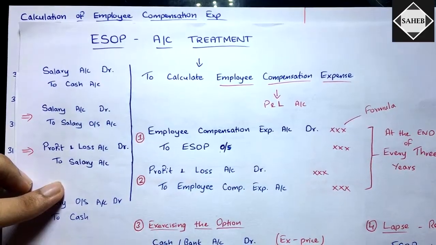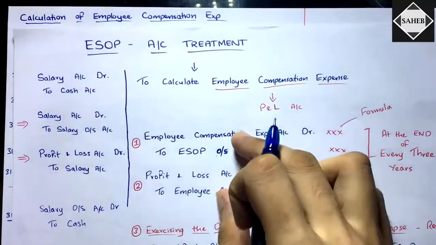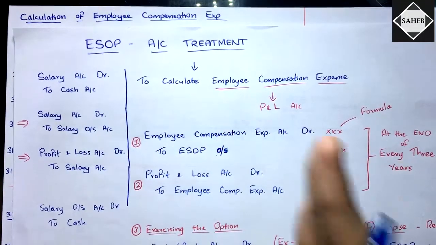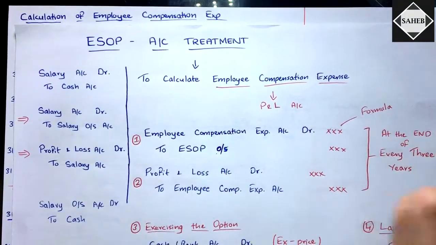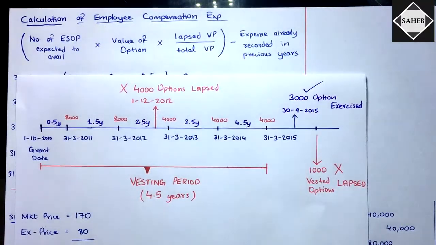That's the accounting treatment we have regarding ESOP, isn't it? Yeah. So these two entries you have to pass at the end of every year till the vesting period finishes. Yeah, till the options are exercised. Yes. So that's what we do.